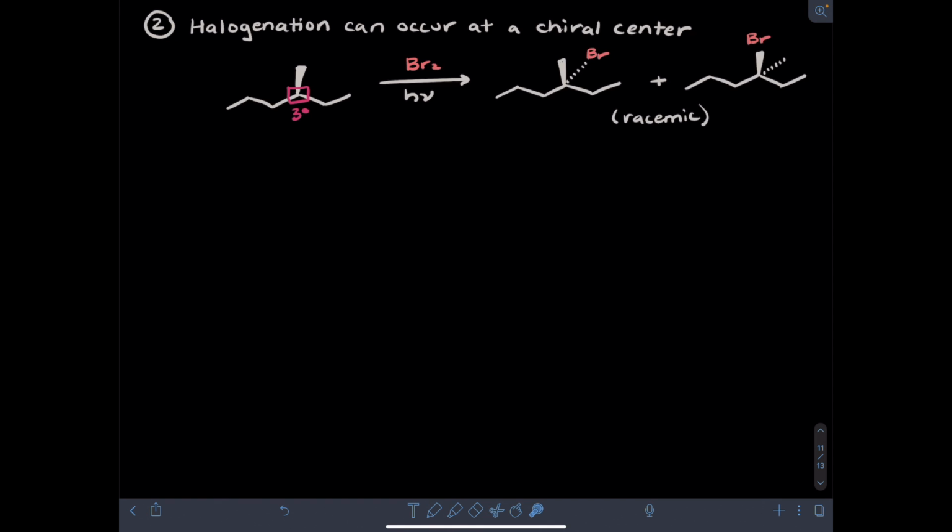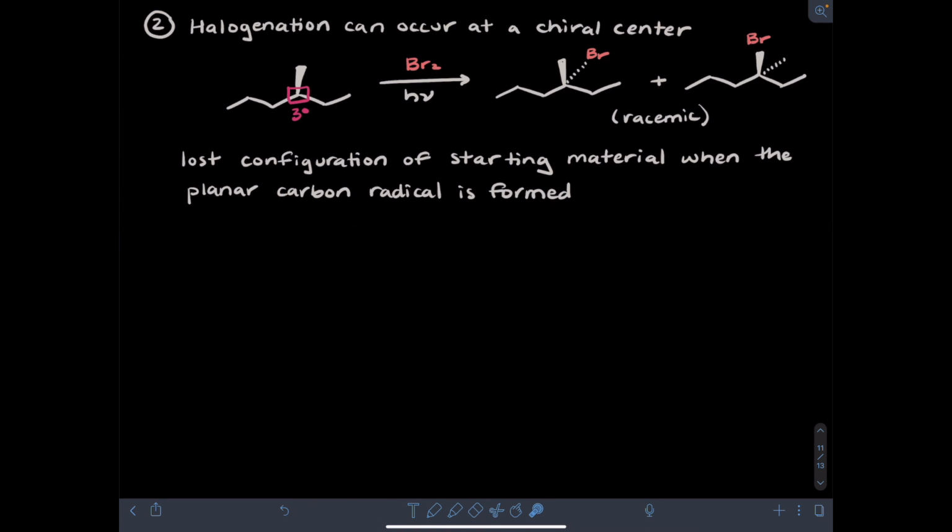It's observed that the new carbon-bromine bond of the product is present at this tertiary position, but even though I started with just one enantiomer of starting material, you get a racemic mixture of product. The reason you do not maintain one stereoisomer of product is because you lose the stereochemical configuration of the starting material when you form a planar carbon radical intermediate.